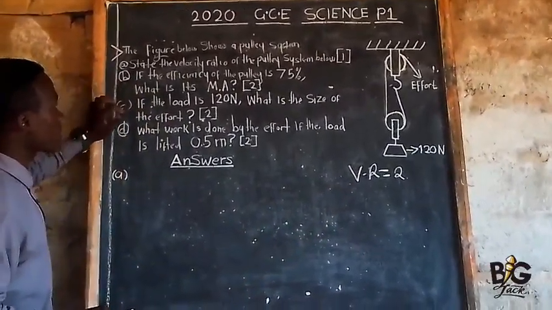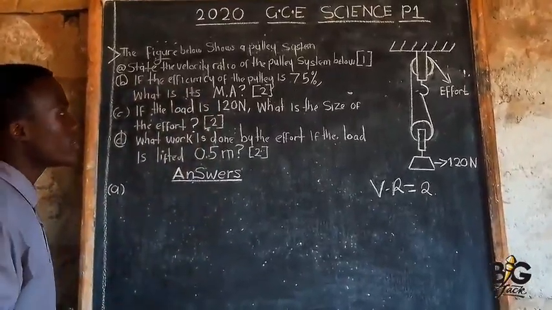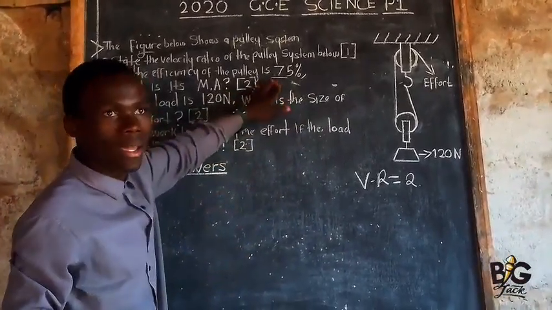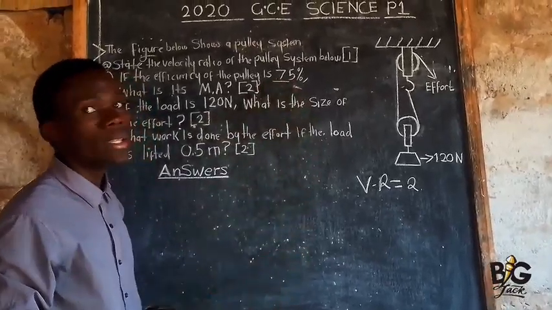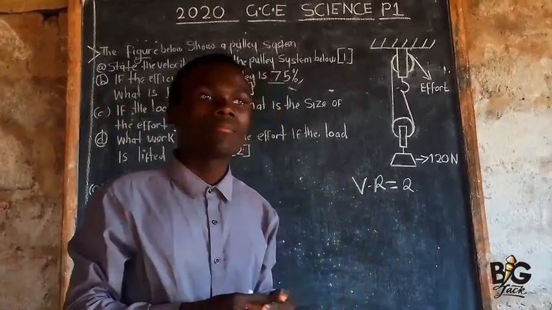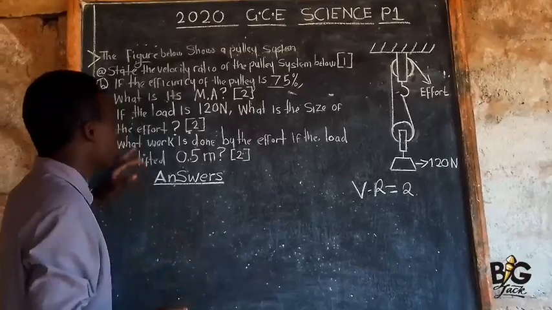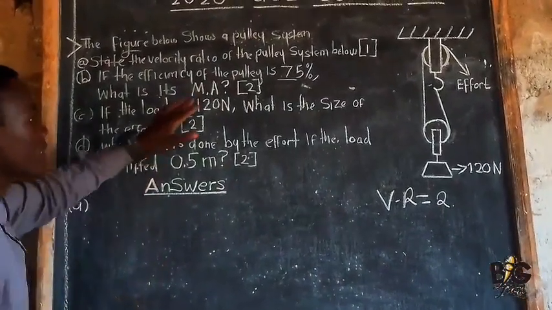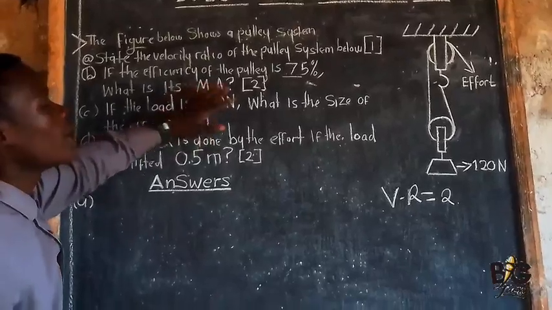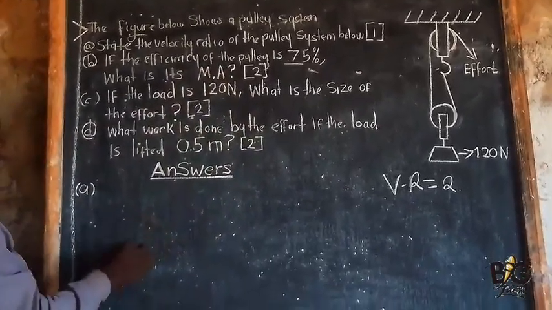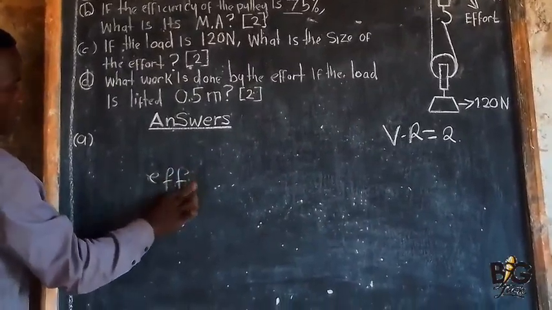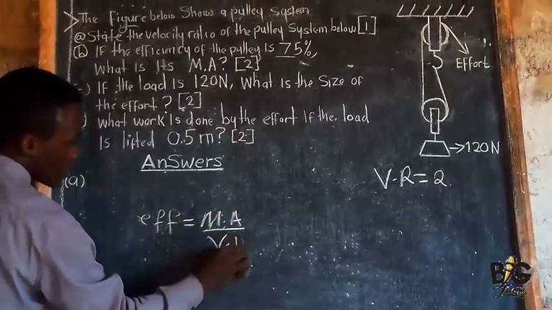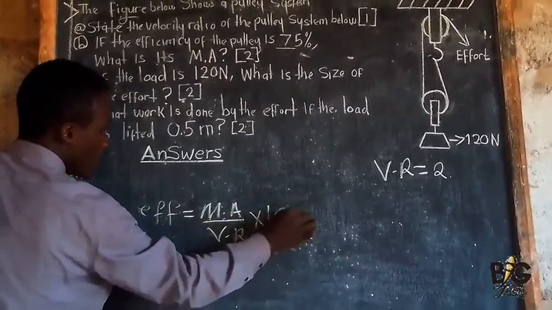Then as for B, it is saying if the efficiency of the pulley system is 75%. Okay. Now from 100%, we have 75% here. So meaning 25% went away through friction. Okay. Then apart from that, the question here is saying, what is its mechanical advantage, which is MA. Now, we can say that efficiency is going to be equal to the mechanical advantage divided by the velocity ratio multiplied by 100%.